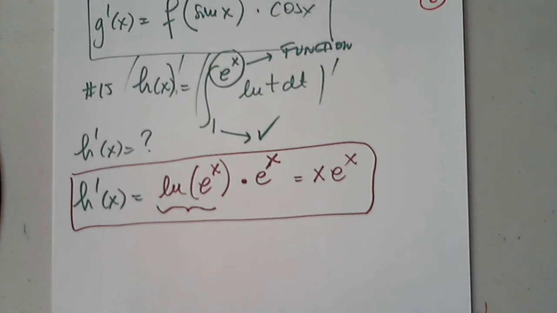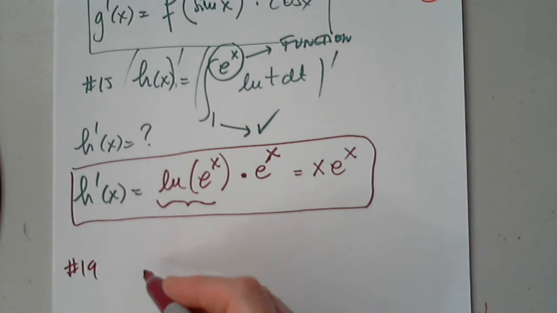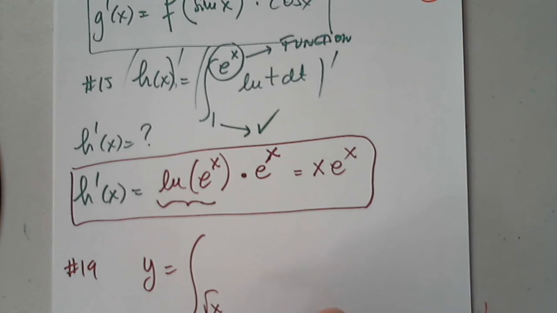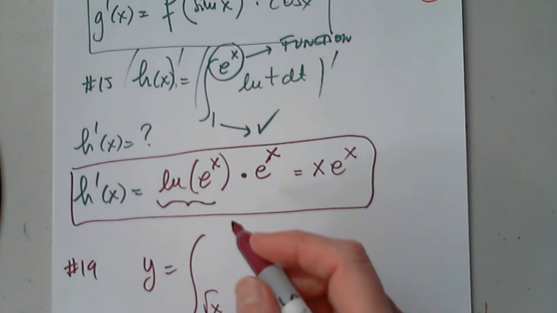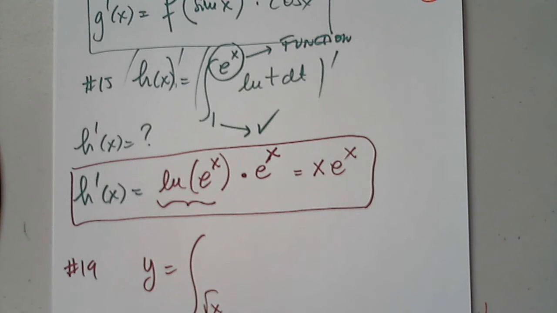Let's look at 19. Okay, so y equals the integral from the square root of x. And I see, is that pi over 4? You can look at the book. Which page was that? Is it pi over 4? Okay, thank you so much, because I'm so far away from my computer.